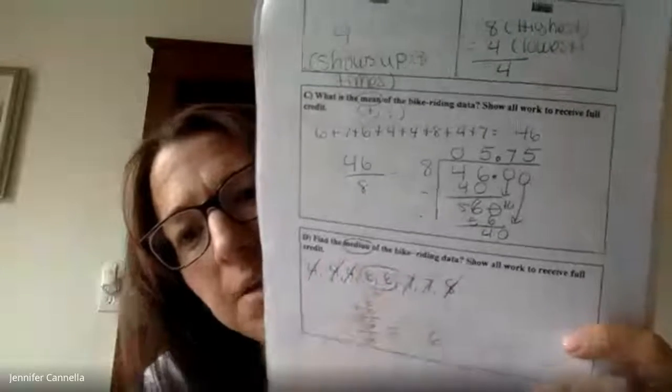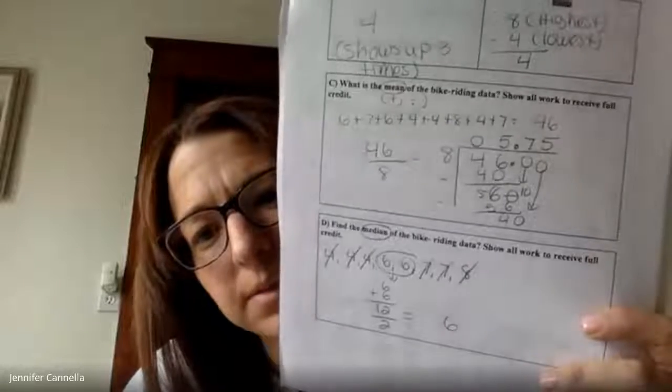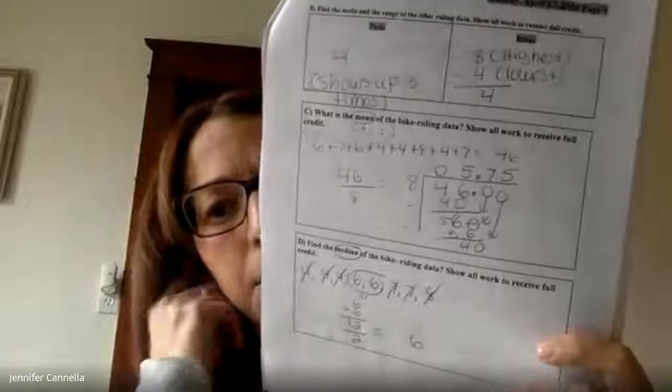So this is what it should look like. Okay, range was 4, mode was 4, the mean was 5.75, and the median was 6. That is what that will look like. Okay, I'm changing it in 3. This will be on your exit ticket at some point. 2, 1. I'm now going to take this away.